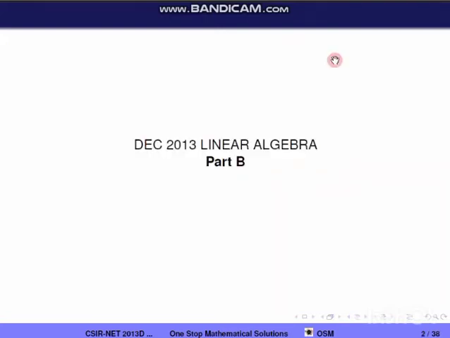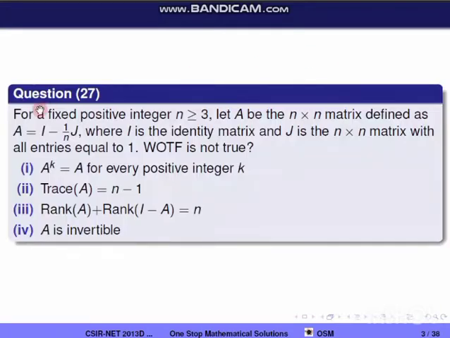First we look into the part B questions. Question 27. For a fixed positive integer n greater than or equal to 3, let A be the n cross n matrix defined as A is equal to I minus 1 by n J, where I is the identity matrix of order n and J is the n cross n matrix with all entries equal to 1. Which of the following is not true? So we have defined a matrix A here using the identity matrix and the J matrix. We have to find which of the options is an incorrect statement.